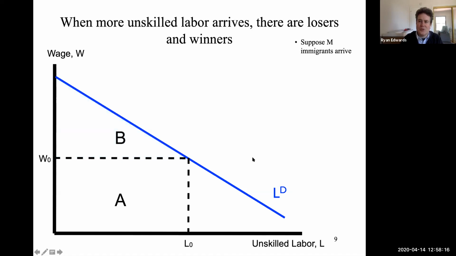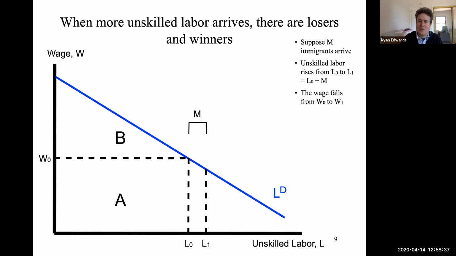So there are going to be losers and winners. Suppose that M immigrants arrive, and so we're going to just step that out here where this is effectively a labor supply curve, if you like, that's a perfectly vertical thing. And if we've got M immigrants, then moving us from L0 to L1 is this distance M. The wage will fall because the labor demand curve slopes down.